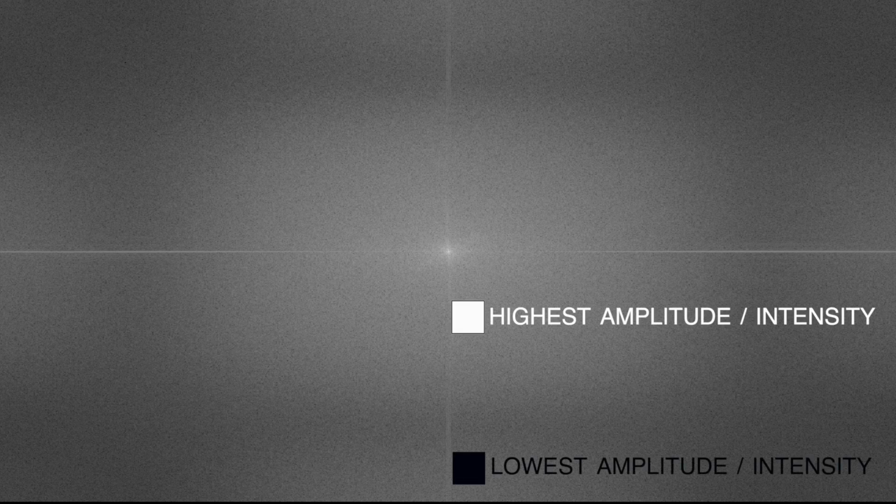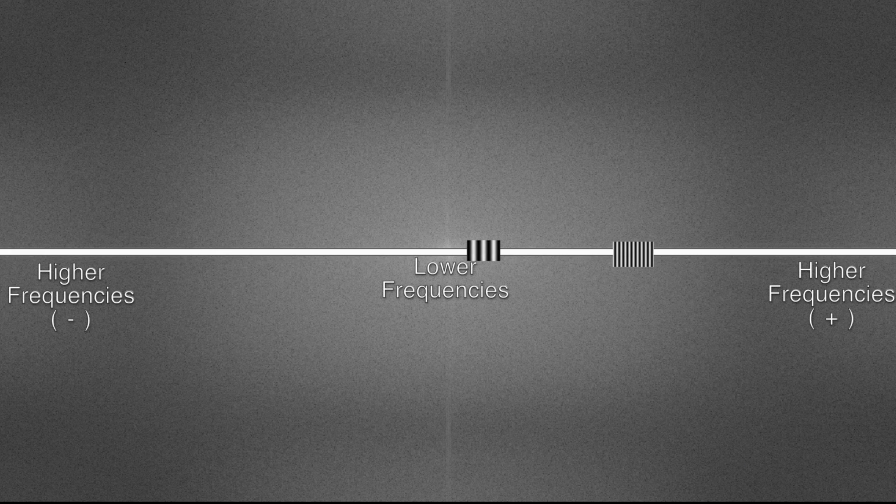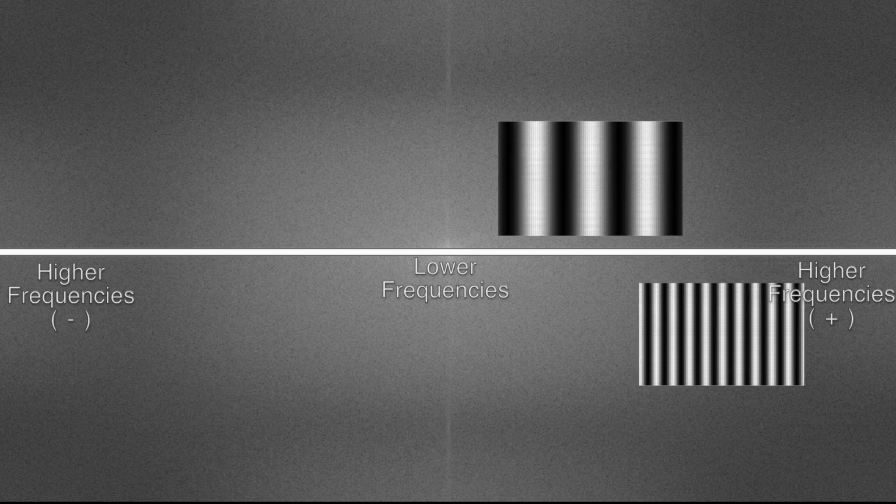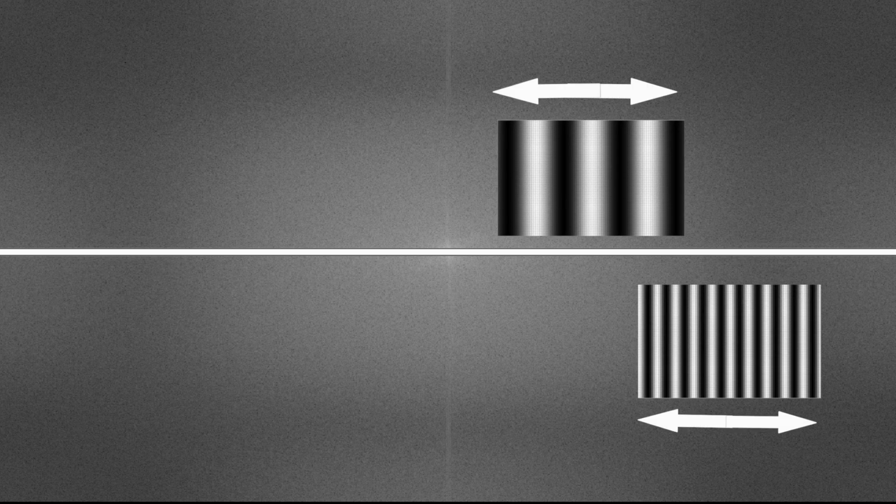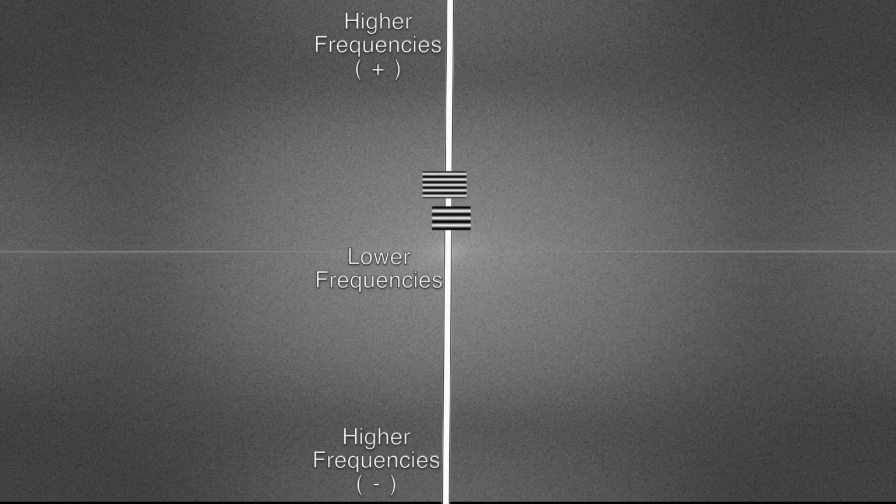Here, each pixel represents a different periodic function, and the brightness of that pixel represents the intensity or the amplitude of that function. The pixels on the horizontal axis represent periodic functions that only have a horizontal frequency. That means they only change as we move horizontally. The pixels on the vertical axis represent periodic functions that only have a vertical frequency, so they only change as we move vertically. Pixels that are not on either of the axes represent periodic functions that have a combination of vertical and horizontal spatial frequencies.